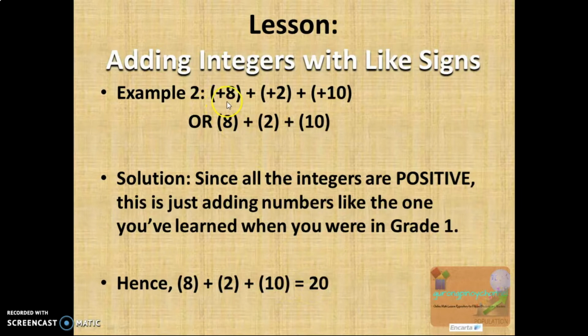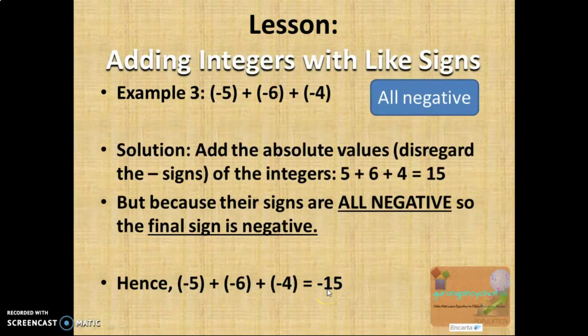Let's have example 2. We have positive 8 plus positive 2 plus positive 10, or that is 8 plus 2 plus 10. Again, since all the integers are positive, this is just adding numbers. Kagaya na naman ng natutunan mo when you were in elementary. So, 8 plus 2, that is 10, plus 10 is equal to 20. You are correct.